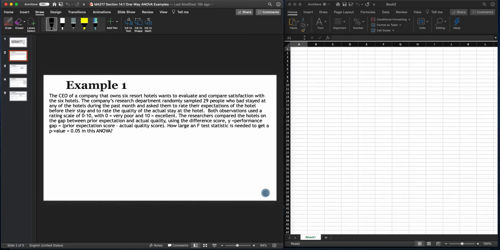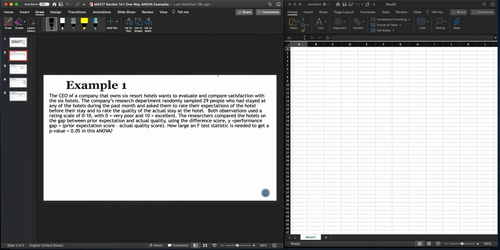Both observations used a rating scale of 0 through 10, with 0 as very poor, 10 as excellent. The researchers compared the hotels on the gap between prior expectation and actual quality using the difference score, which was the variable y, the performance gap of the prior experience score minus the actual quality score. And we want to know how large an F-test statistic is needed to get a p-value of 0.05 in this ANOVA.